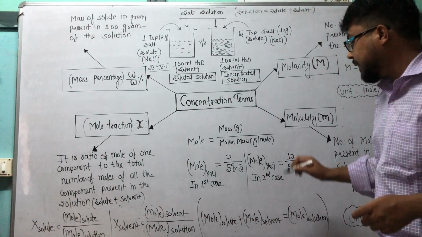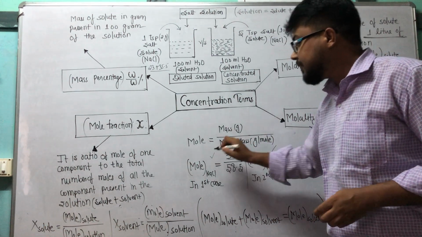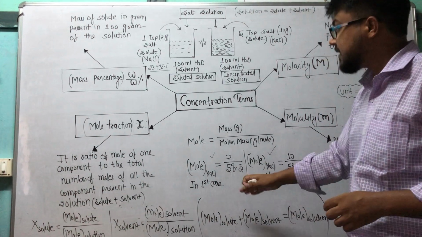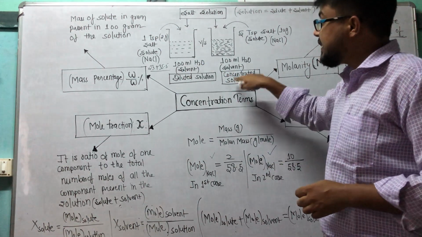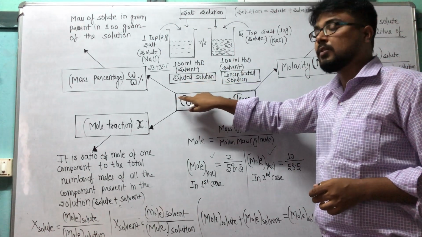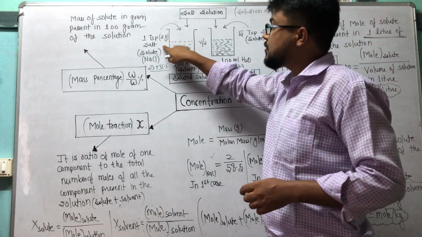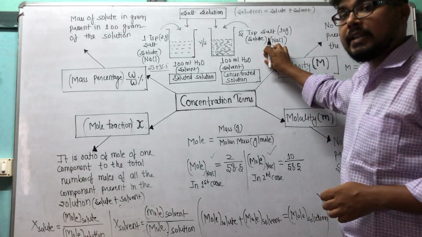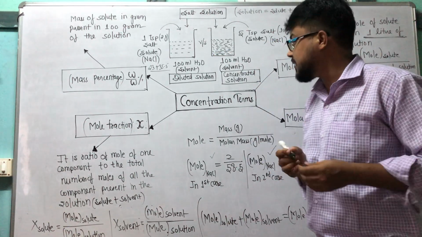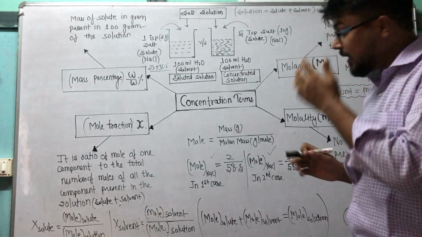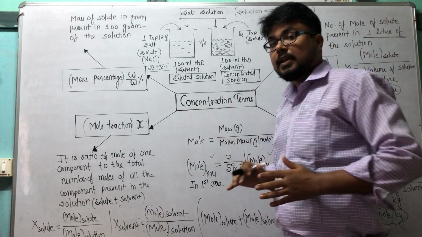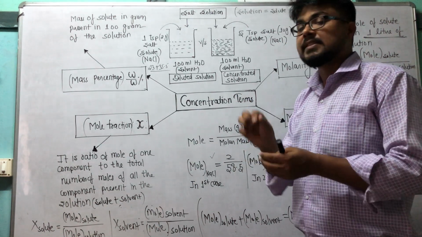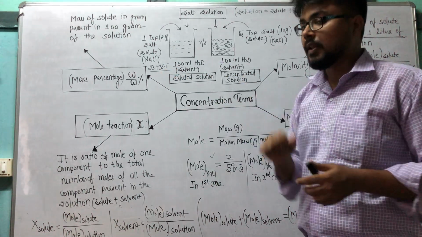So here the mole of NaCl is more as compared to the mole of NaCl in the first beaker. It means this is the concentrated solution and that is the diluted solution, or we can say here 2 gram solute, here 10 gram solute. So one can be diluted and the other concentrated with respect to each other, correct? So next is concentration term, which is nothing but to show how much amount of solute is added to that particular solvent or particular solution.